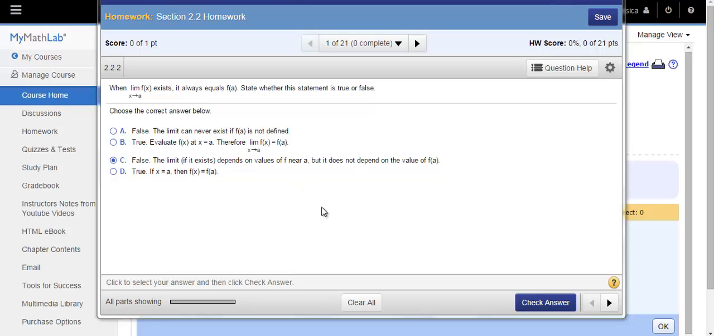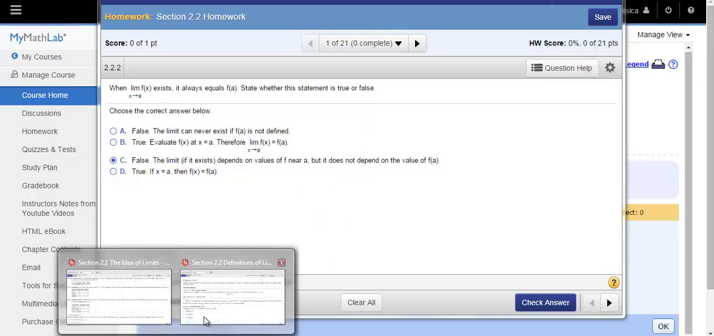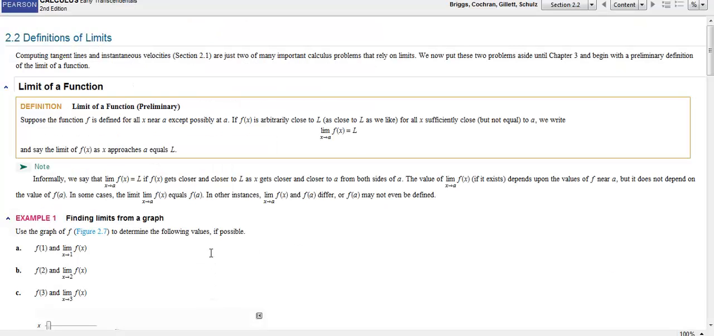Okay, so now we're going to talk about 2.2. Going into the notes here for 2.2, it talks about the limit of a function. This is just kind of a generic, nice, easy way to deal with it. It says, suppose the function is defined for all x near a, except possibly at a. So that would mean you could have a hole in the graph.